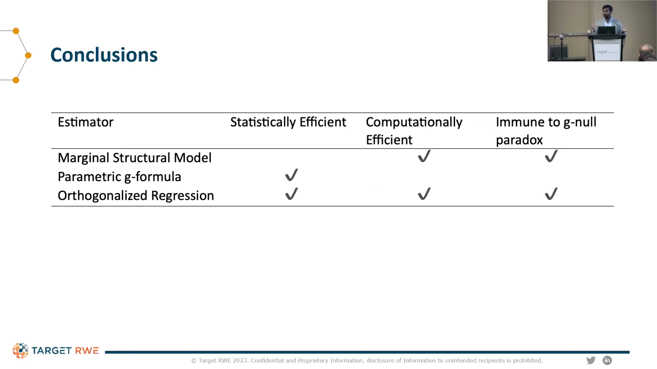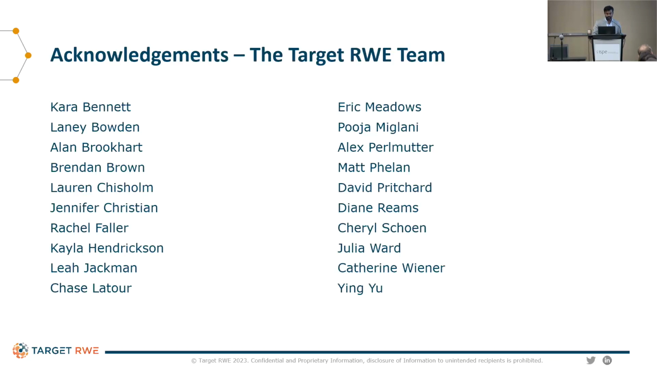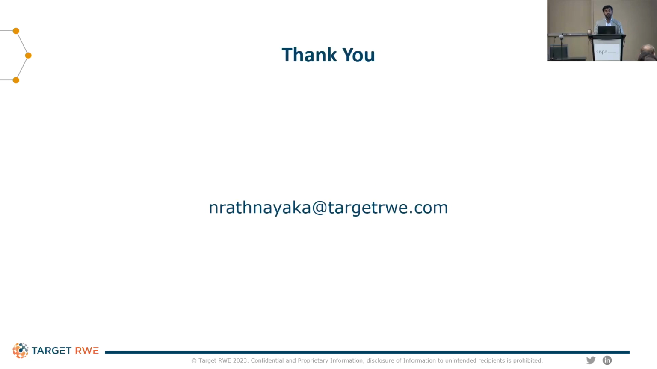Now, the simulations I've shown so far today have looked at just a continuous outcome and 2 time points. We've done some more explorations with multiple time points and looking at binary outcomes and time to event outcomes as well. And so far, the picture seems about the same. Orthogonalized regression is statistically efficient. It's computationally efficient. It is immune to the GNL paradox, but it is early days. We've just started exploring this. And so I'm bringing this tool to the community so that we can collectively interrogate it and see where it fits into our EPI toolbox. I'd like to thank my colleagues at Target RWE for supporting and inspiring this work. I'd like to thank you for your time.